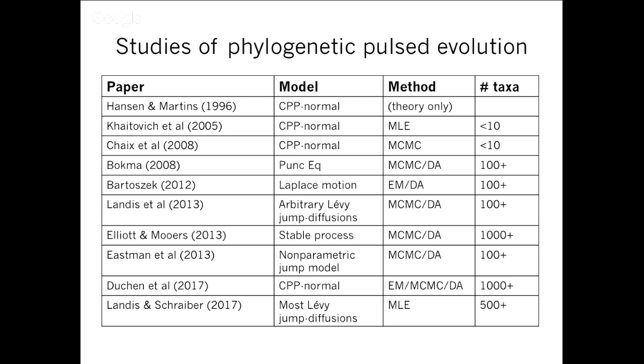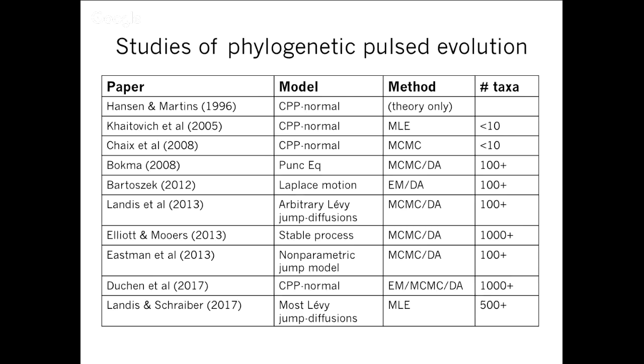Now the last part I'll talk about in terms of this very quick overview of Lévy processes and models of pulsed evolution is that there's been a great amount of work on this field over the past decade, I suppose. And while each of these studies has contributed something very valuable in its own right, I just want to highlight one feature of this. The first feature being that we can now analyze many more taxa than we could previously. And that's extremely important in a phylogenetic setting, because we rely on large species trees to generate the information necessary to fit these models.